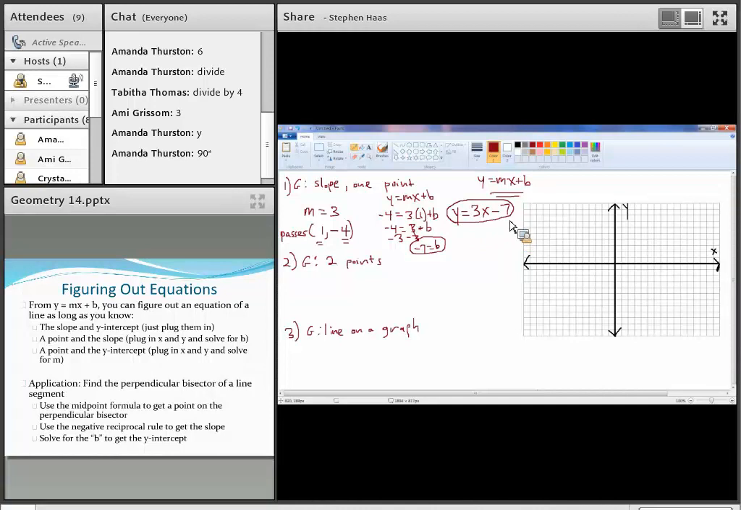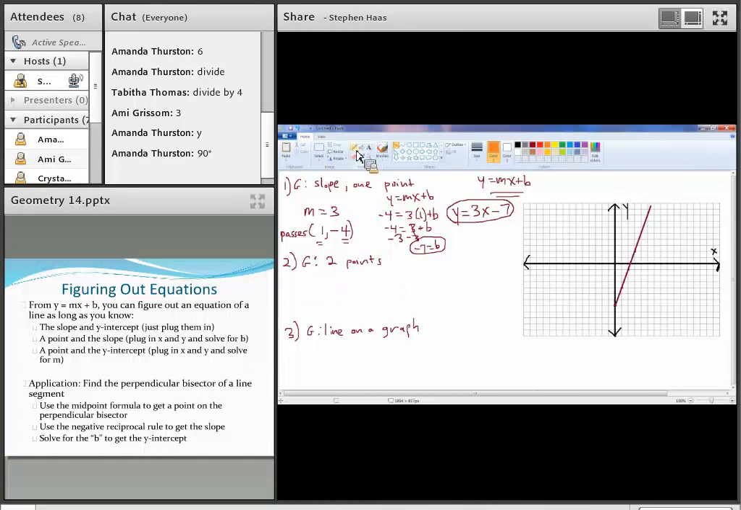How would we go about plotting this? Same thing as we did before, right? Let's plot 0, negative 7, because that's where it intersects the y-axis. 1, 2, 3, 4, 5, 6, 7. Okay, and now we've got a slope of positive 3. So up 3, 1 over. Up 3, 1 over, etc. And then we can grab our line tool and draw the line. All right, so that's our first line.